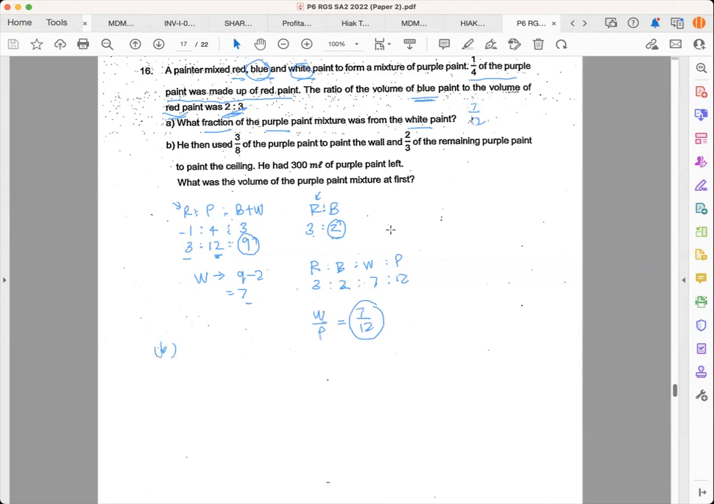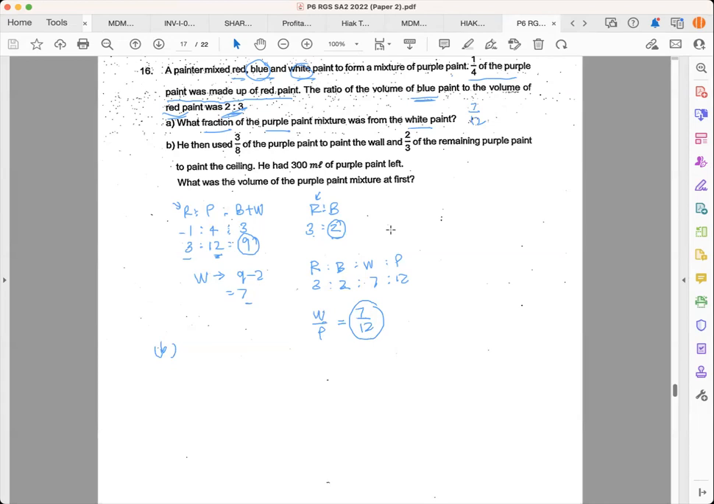He then used 3/8 of the purple paints to paint the wall and 2/3 of the remaining purple paints to paint the ceiling. He had 300 ml of paint left. What was the volume of the purple paint mixture at first?